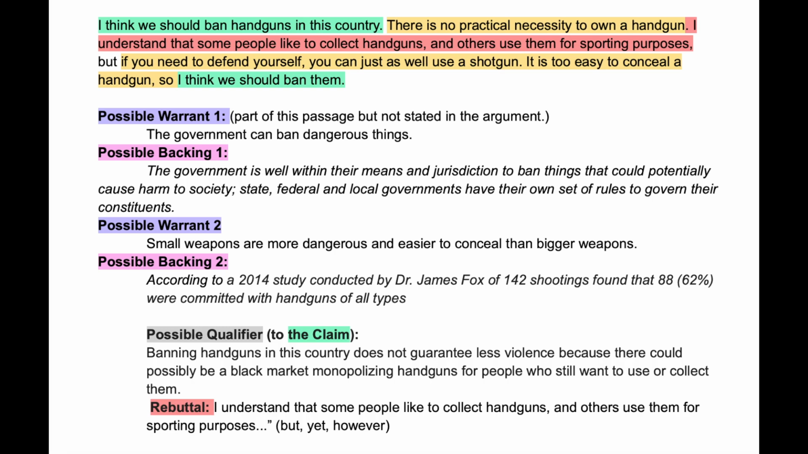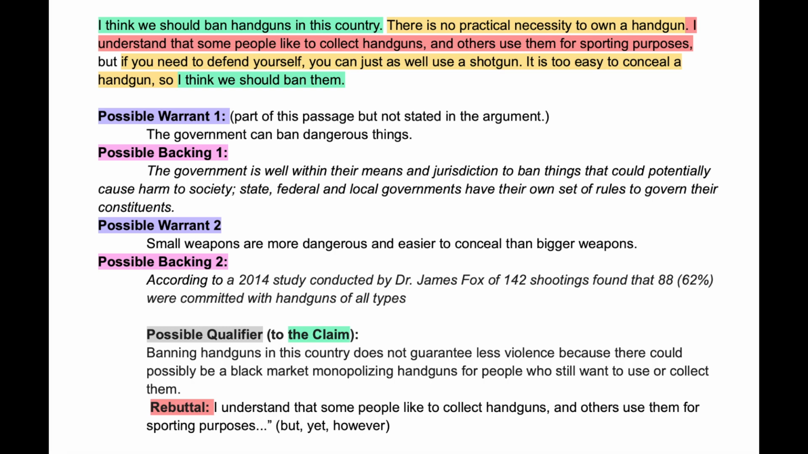And a possible backing, again, the backing lets us know specifically why this warrant is true. So for this particular warrant, we're responding with a backing saying, okay, well, the government can ban dangerous things. The reason is that the government is well within their means and jurisdiction to ban things that could potentially cause harm to society. State, federal, and local governments have their own set of rules to govern their constituents, right? So that is one possible backing in response to the first warrant.